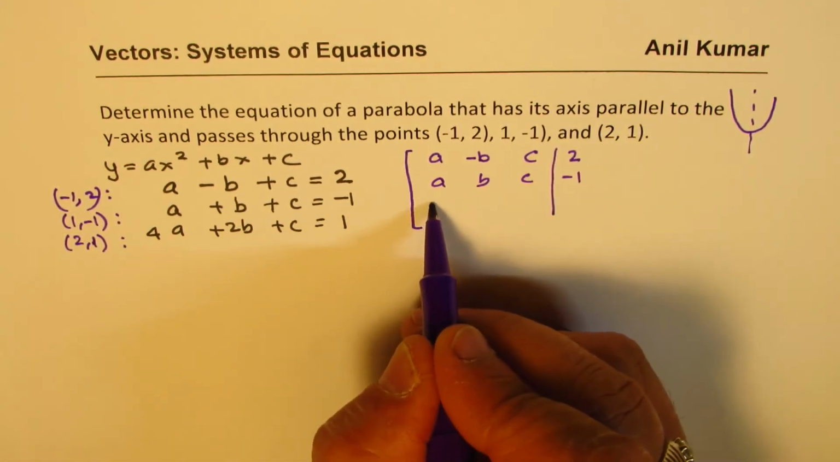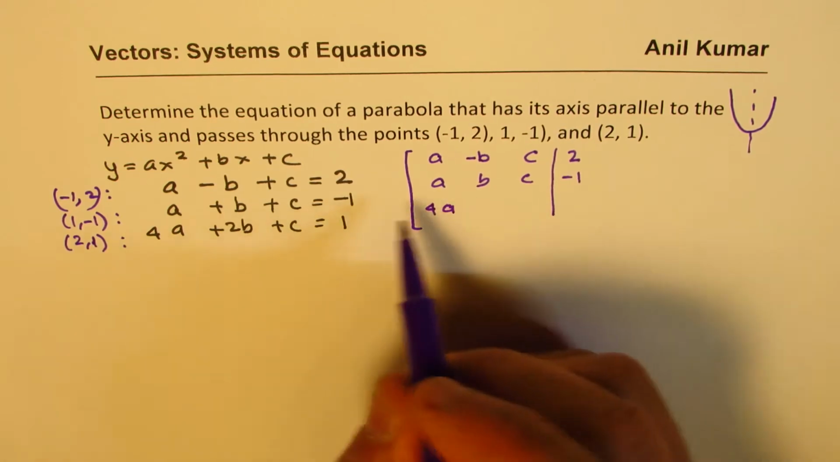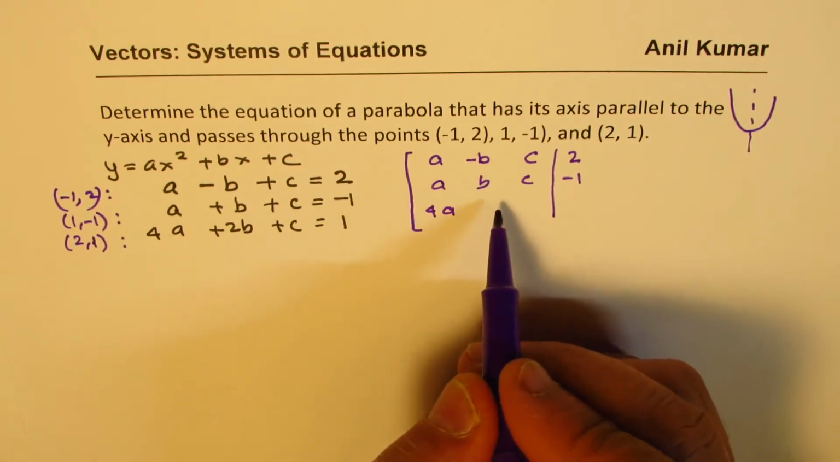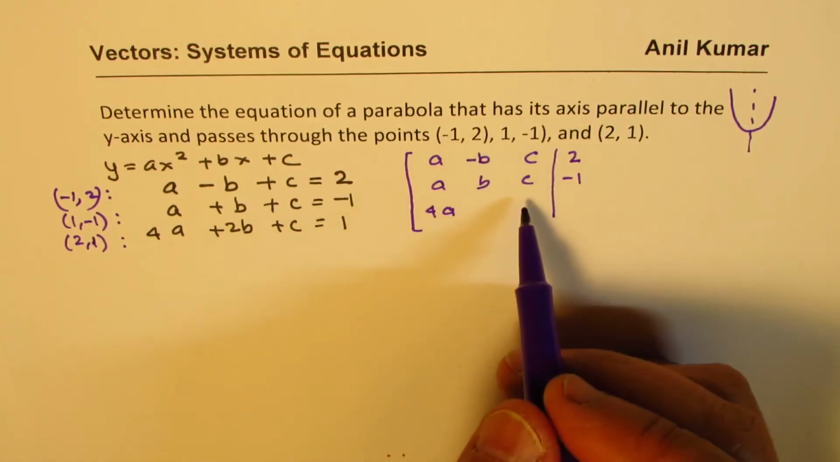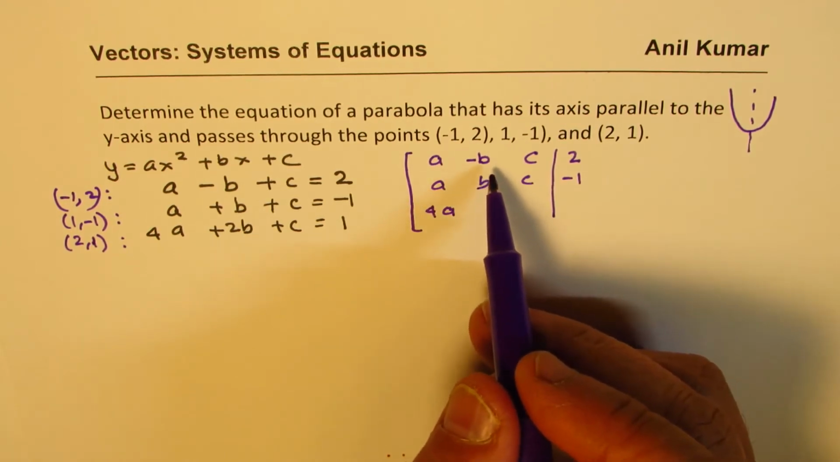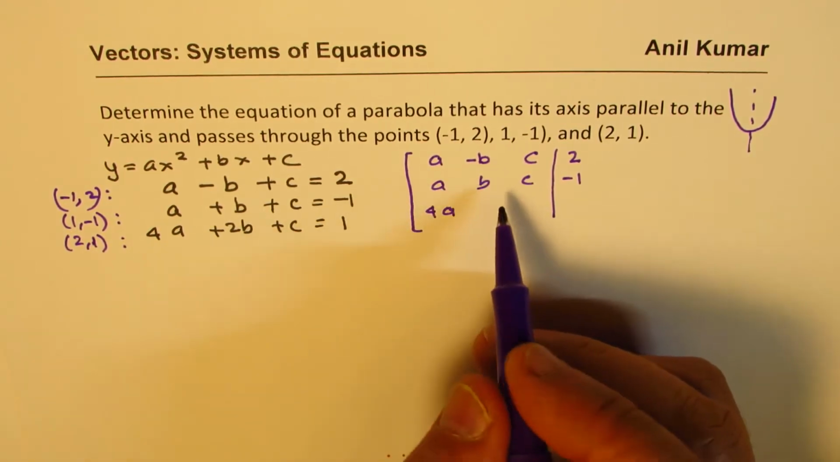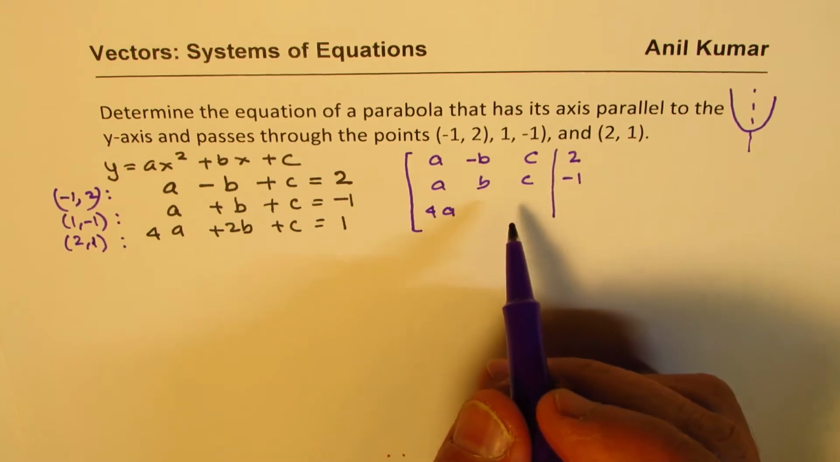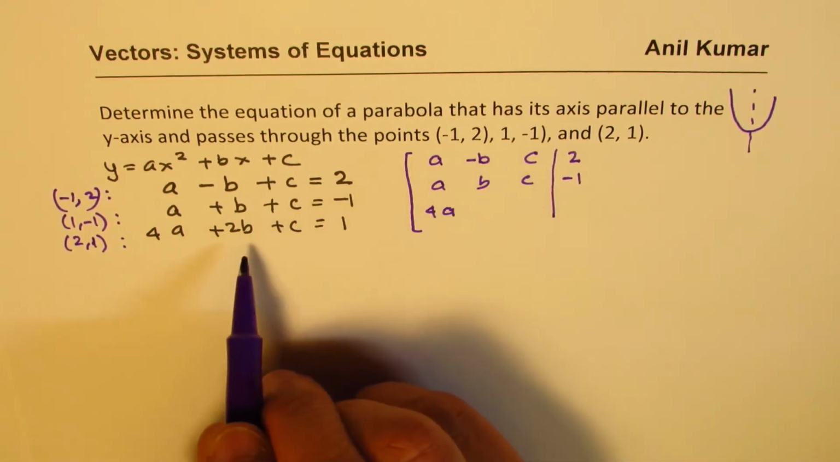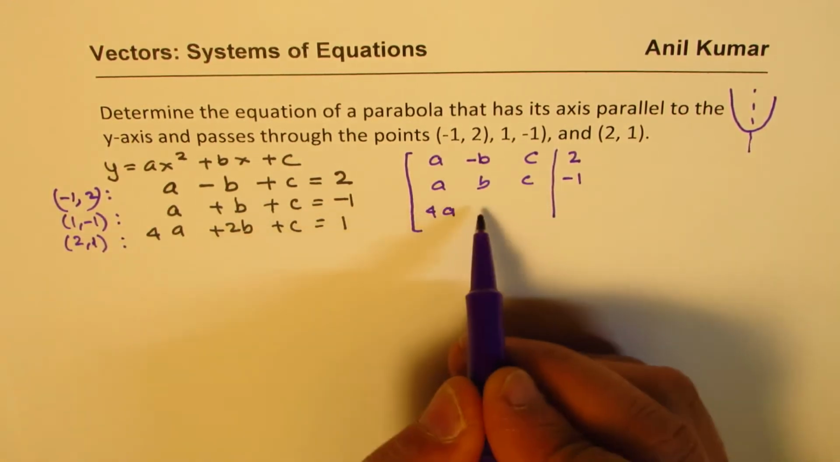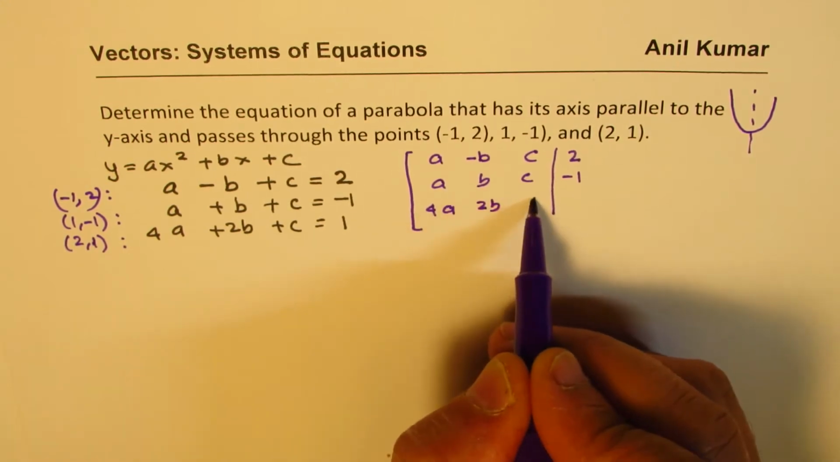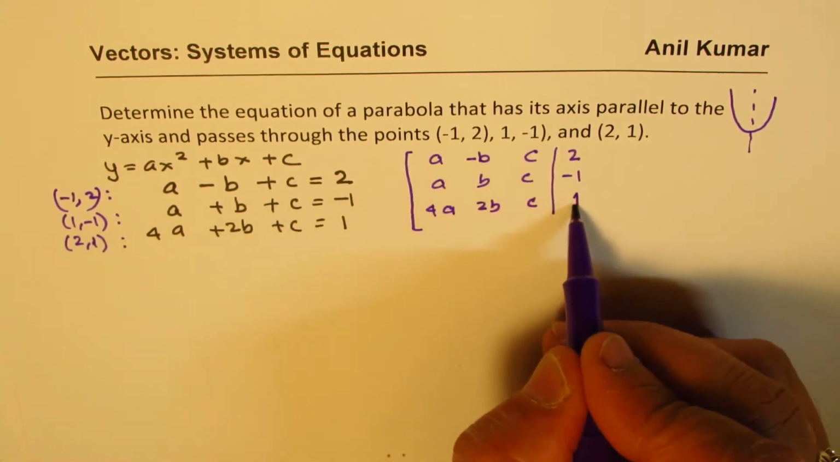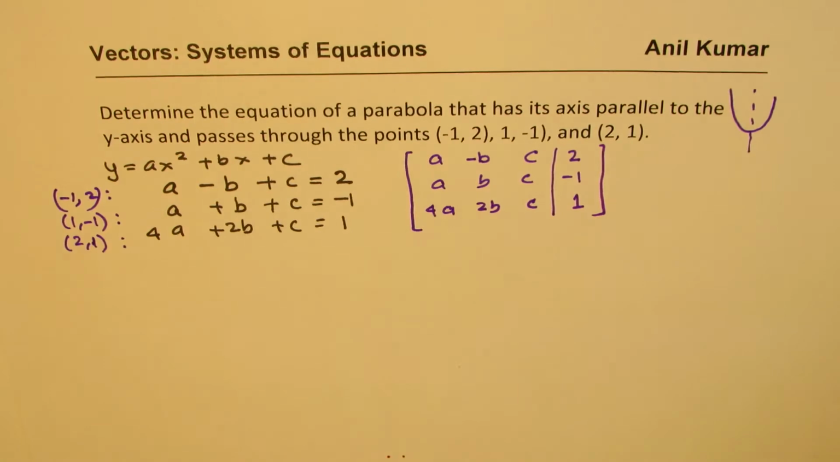Here we have 4a, and then we have 2b. Actually, in the augmented matrix, there was no need for me to write a, b, and c. Anyway, I just wrote it. So we get 2b here, and then we get c, and this value is 1. We normally do not write a, b, c, but anyway, this will work.